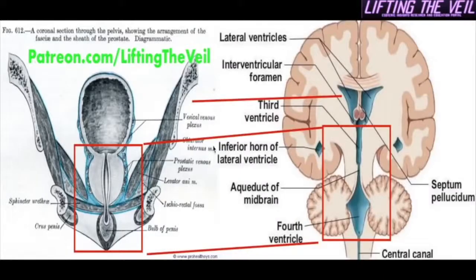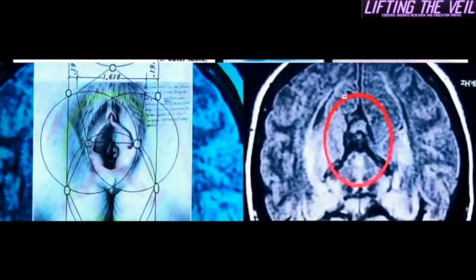So what we're looking at here is a diagrammatic comparison of the human brain as well as the male pelvis. We're seeing the similarity of what we have obviously here is the phallic septum pellucidum, which penetrates directly between the bilateral hemispheres of the brain.